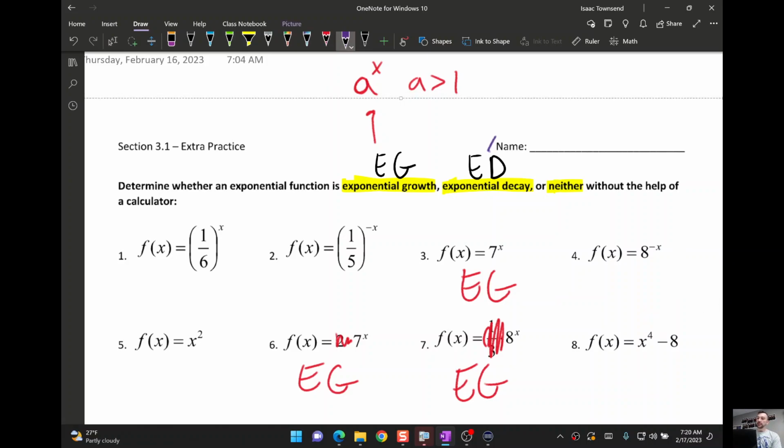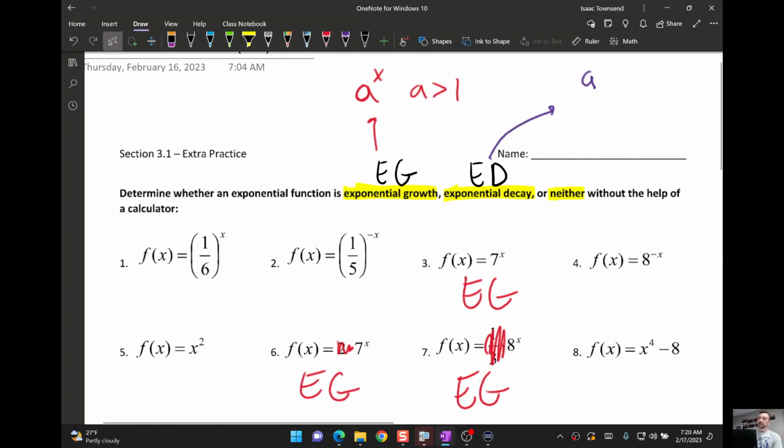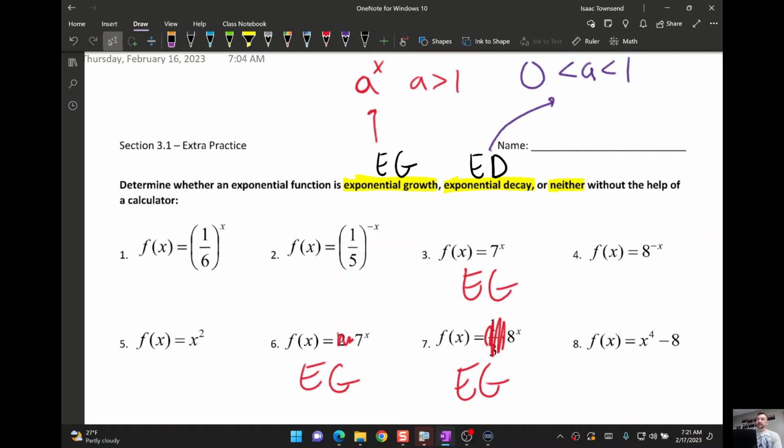Exponential decay, that's like when a is less than 1 but not negative, because if it's negative, that has to do with whether it's being reflected or not. So the easiest of those would be like question 1, 1/6 to the x power would be exponential decay.